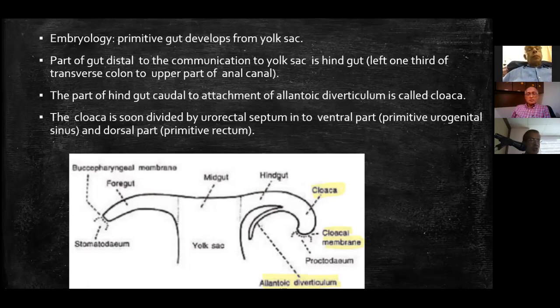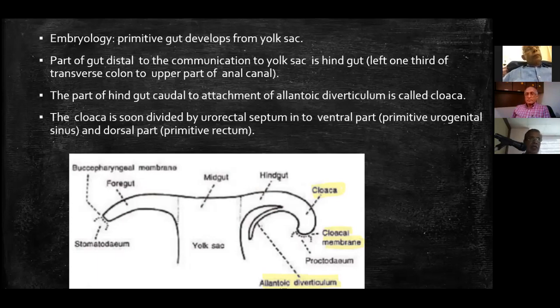So you should start from the primitive gut. It's part of the yolk sac. The primitive gut is divided into foregut, midgut, and hindgut, and that division is according to the communication between the yolk sac and the primitive gut. The area of communication with the yolk sac is called the midgut. The area cranial to that is called the foregut. And the area distal or caudal to that is called the hindgut.